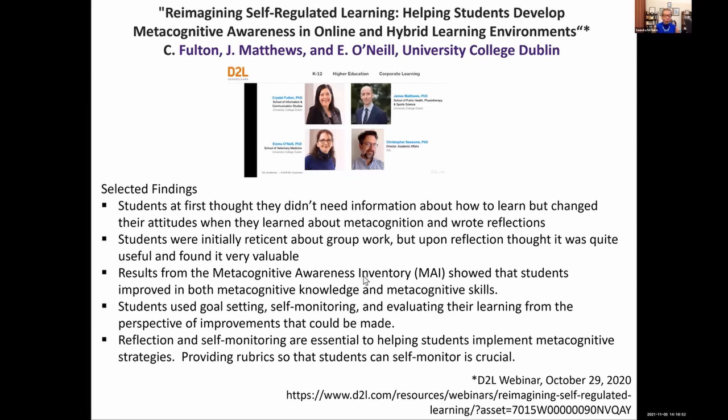The results from the metacognitive awareness inventory showed that students improved in both metacognitive knowledge and skills, and that's very important. And they used goal setting, self-monitoring, and evaluating their learning from the perspective now of improvements that could be made, as opposed to many times students think of evaluations as a judgment on their learning. They get a test back, they look at the score, they tuck it away, never look at it again. But now these students are seeing that this information can be used to improve.